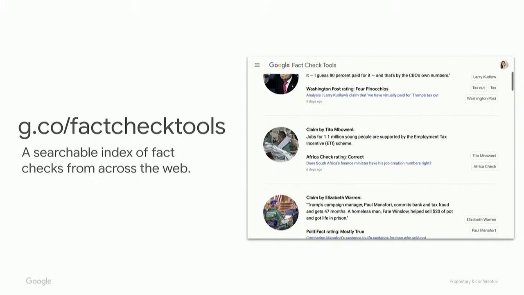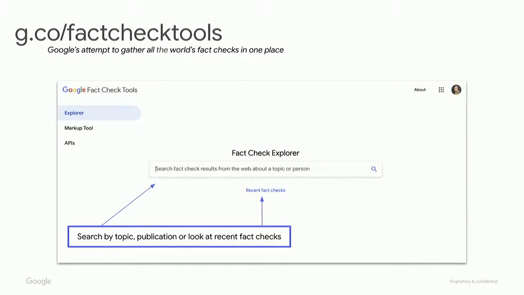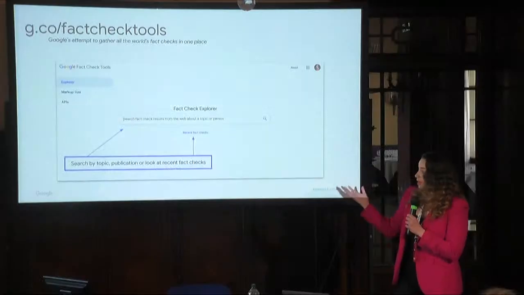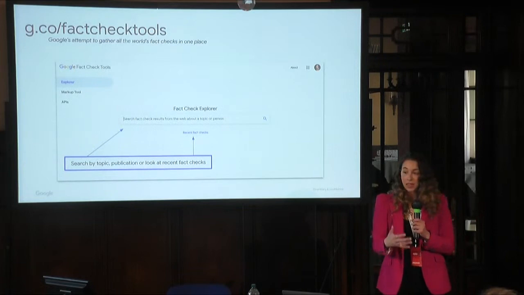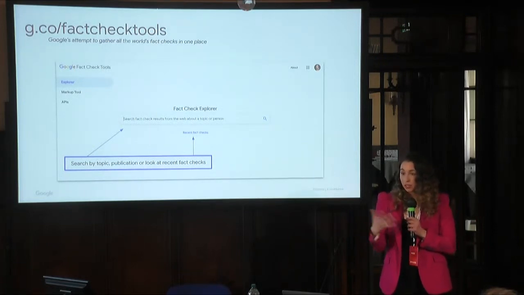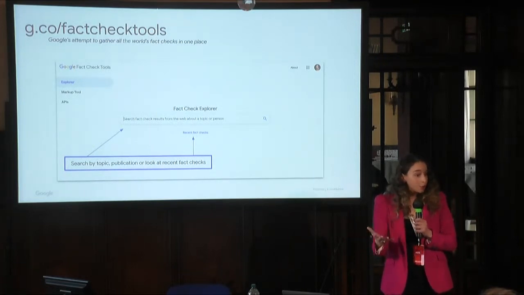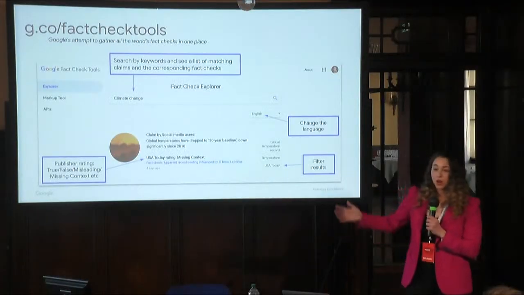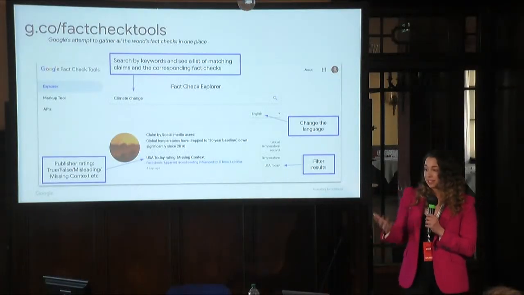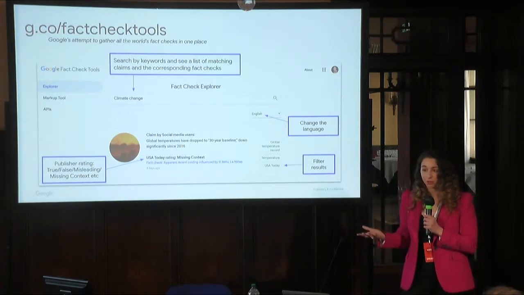However, if you go to the Fact Check Explorer, this is a search bar where you can search for a topic or a person, and it will give you the results for fact checks that have already been done by other journalists. And it will show you whether that claim has been proven to be true, misleading, false, partly true. So I'll show you what that looks like here. You can see here I've put in the topic as climate change. So I'm going to get lots of different articles that have debunked facts about climate change, for example.